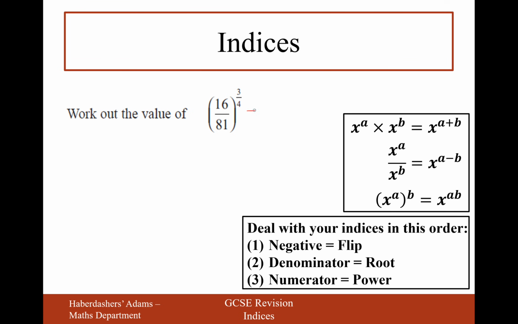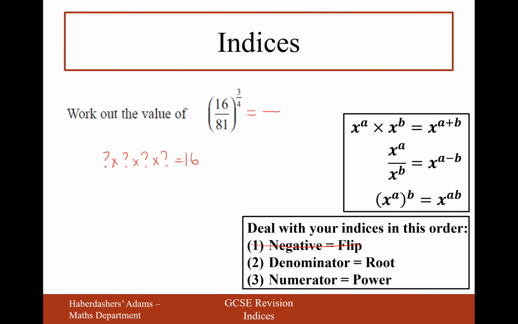Okay, so with this question here, first of all, go to step 1, there's no negatives, so we'll move on to step 2, do the denominator as the root. So what we now need to do is the 4th root of 16 and the 4th root of 81. Now the 4th root of 16 will be what number multiplies by itself 4 times to give you 16, and we'll go through our numbers that we know.